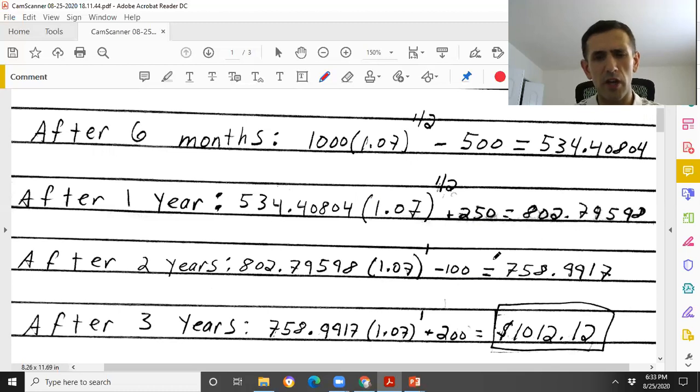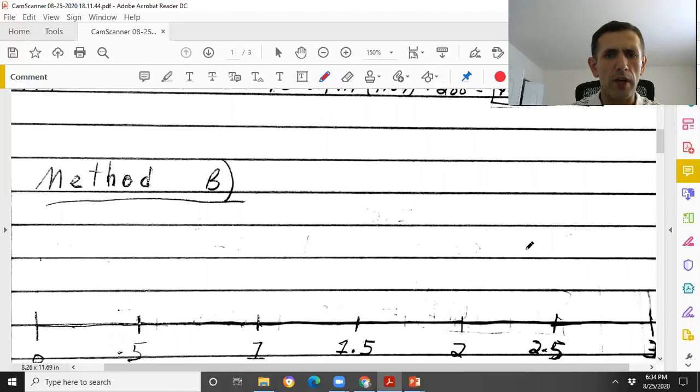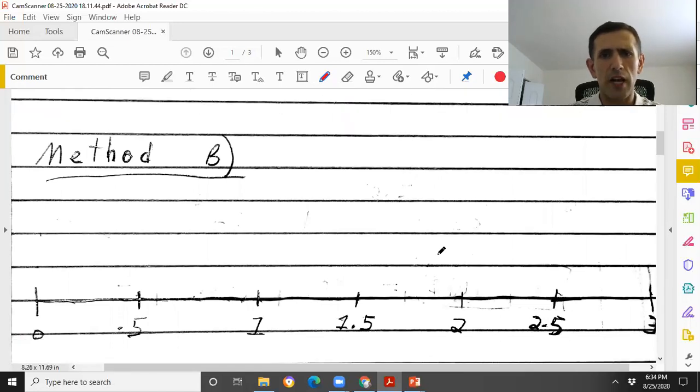Okay, so let's do the other method, method B. Let me first draw a time diagram. You don't always have to draw a time diagram. For this example, I personally maybe wouldn't, but if you're ever a little confused as to exactly what's going on in terms of what accumulates how much time of interest, just draw a time diagram. Okay, so anyway, what is a time diagram?